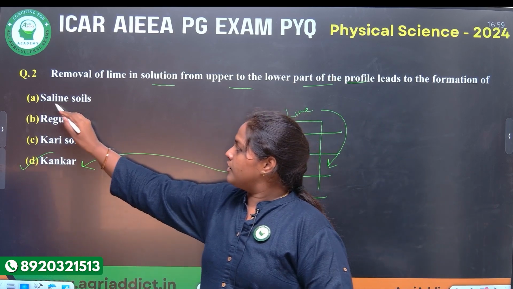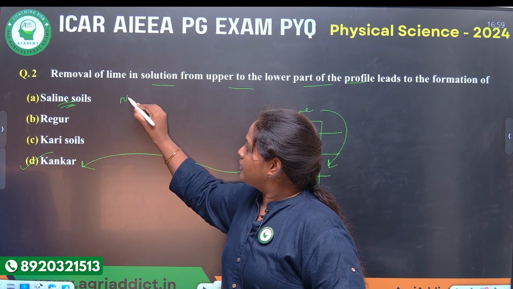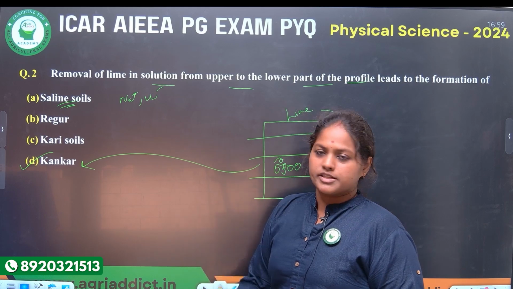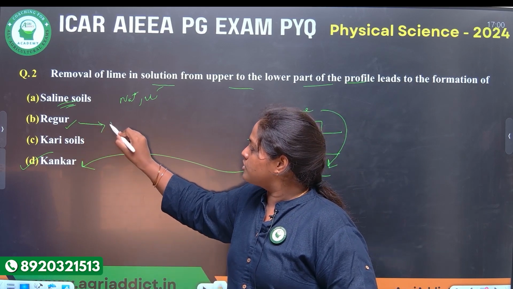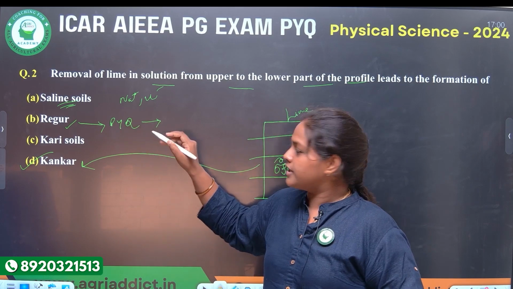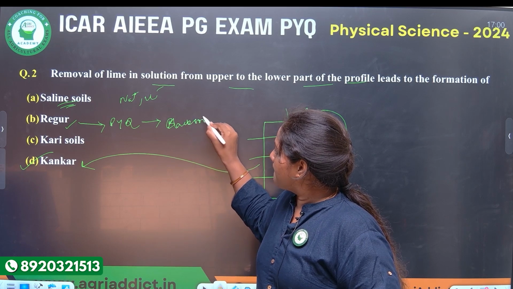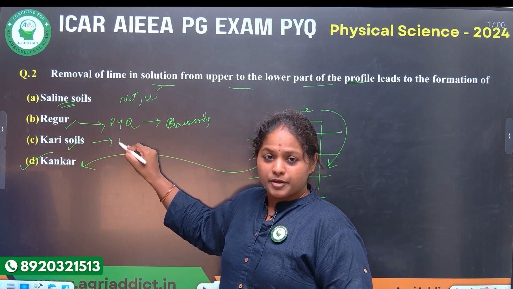What is saline soil? How is it formed? Due to the movement of salts like sodium and chlorine from the upper to the lower horizons, it will result in the formation of saline soils. Then what is regur soil? Regur soil, it is also another PYQ, that is, regur soils are also known as black soils in different parts of India. Then kari soils, this is another PYQ you can get.